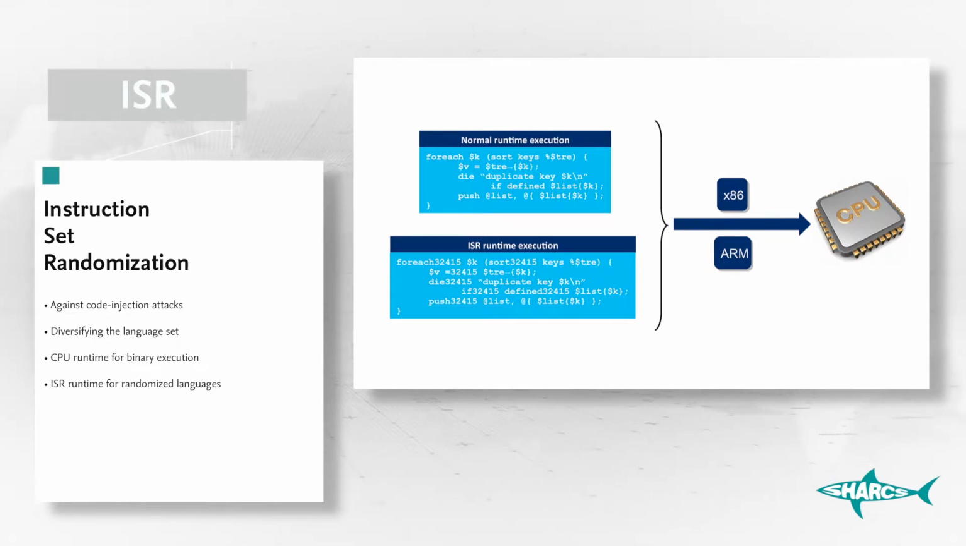ISR. ISR is a generic technique against code injection attacks. It is based on diversifying the language that the execution environment understands to prevent foreign code, which is not expressed in the correct language, from executing. Normally, a CPU architecture provides a runtime that can execute binaries following the CPU's instruction set. ISR proposes a runtime that can understand different randomized languages that an attacker cannot possibly know, so it is unable to execute its own code.